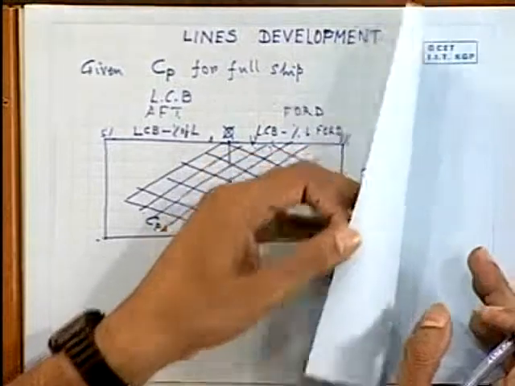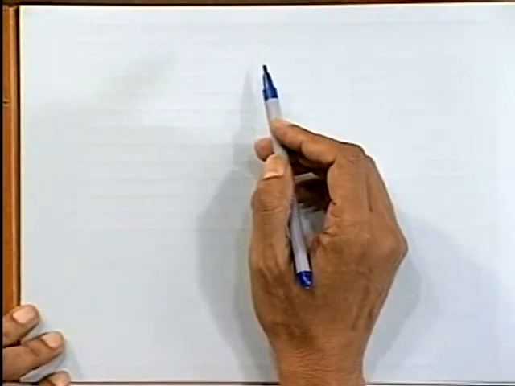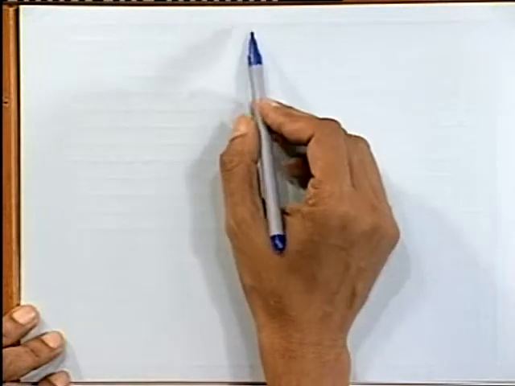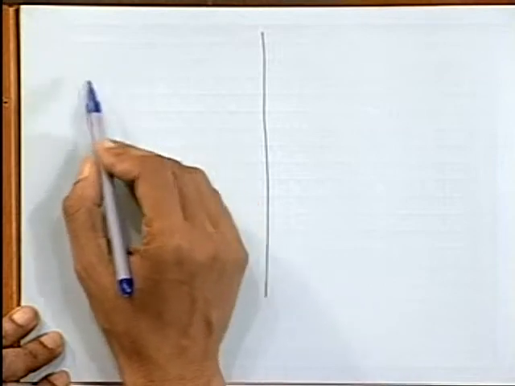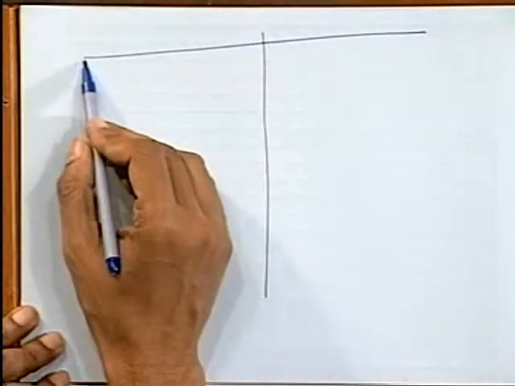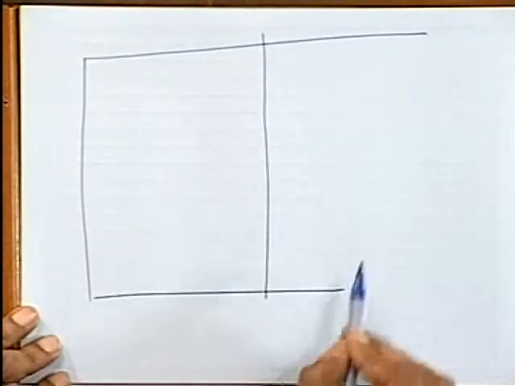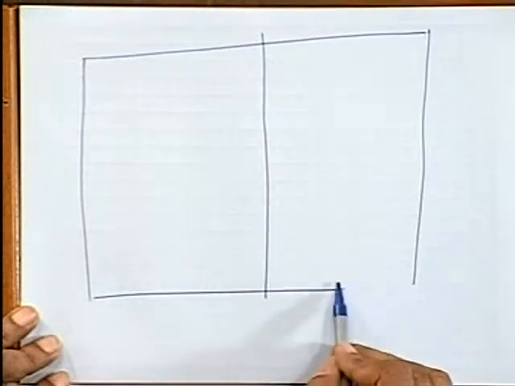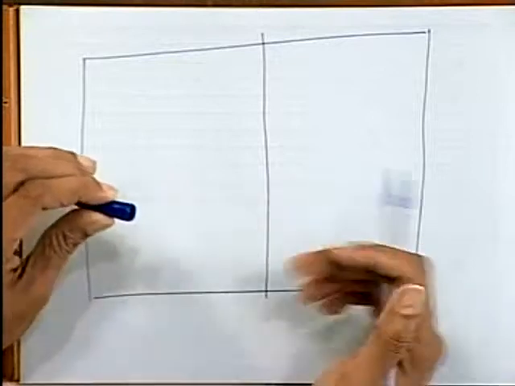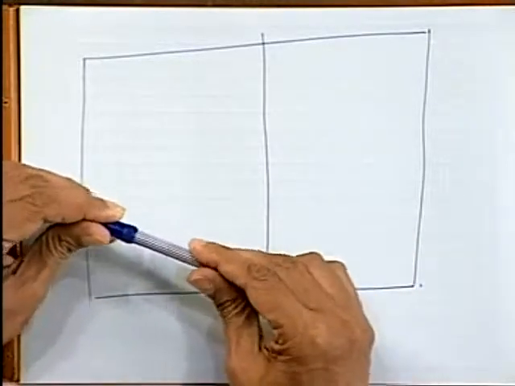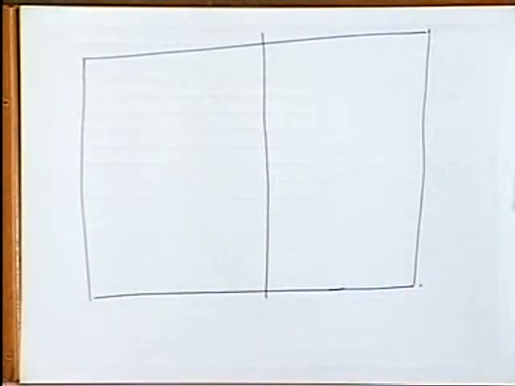And once you have got the CP forward and aft values, then you can find out the section area. Again, anyway, since time is up, we cannot go further. So that gives you the section area forward and aft. So that brings us to the end of the lecture.